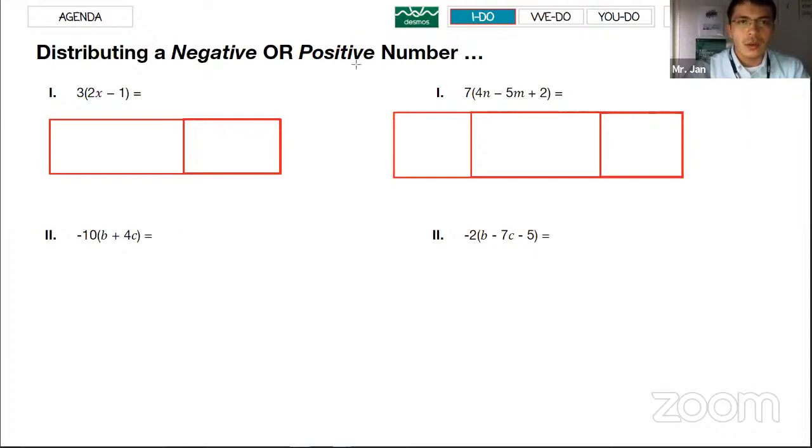Okay, so now let me use another color. Because you're multiplying the whole parentheses, if you guys remember this, you need to make the height of the parentheses rectangle 3.